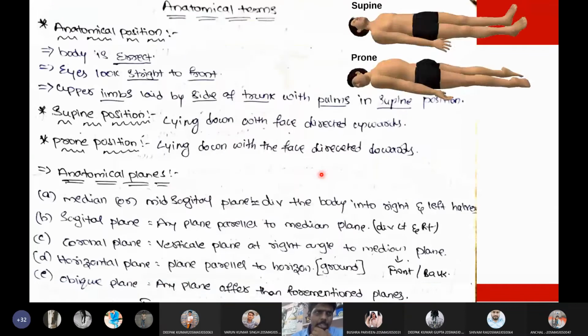Then we discussed anatomical positions and planes. In case of anatomical planes, we have median plane, sagittal plane, mid sagittal plane, coronal plane, horizontal plane, and frontal plane. Okay, and oblique plane also we have. So these are the major types of anatomical planes.